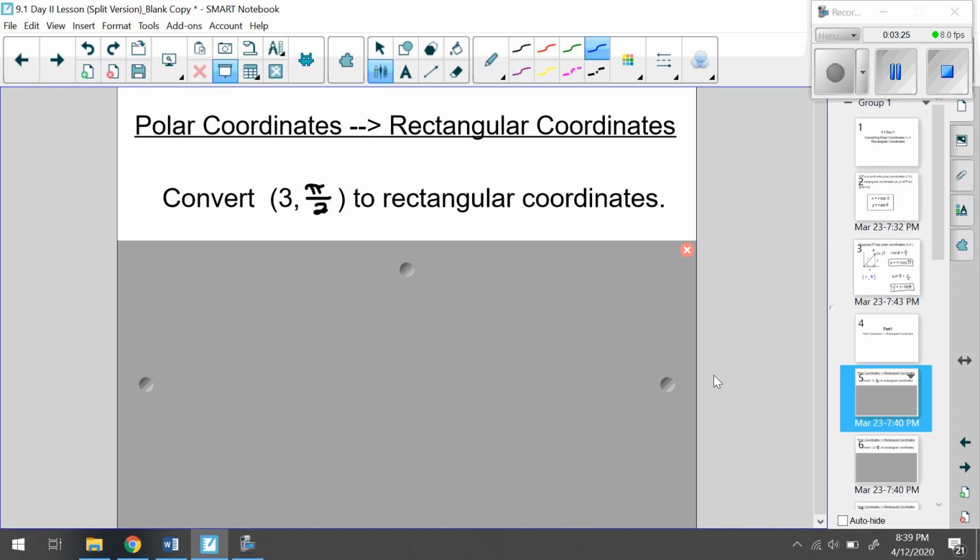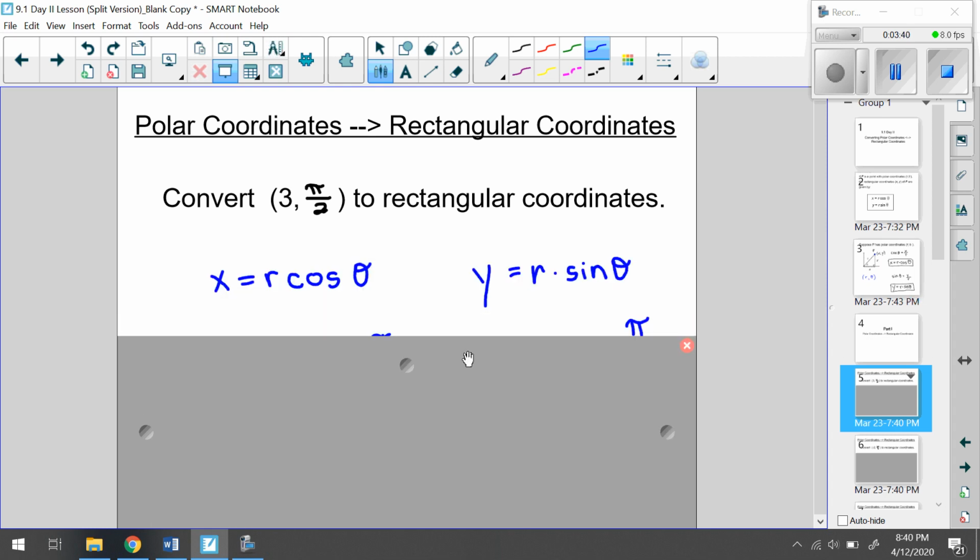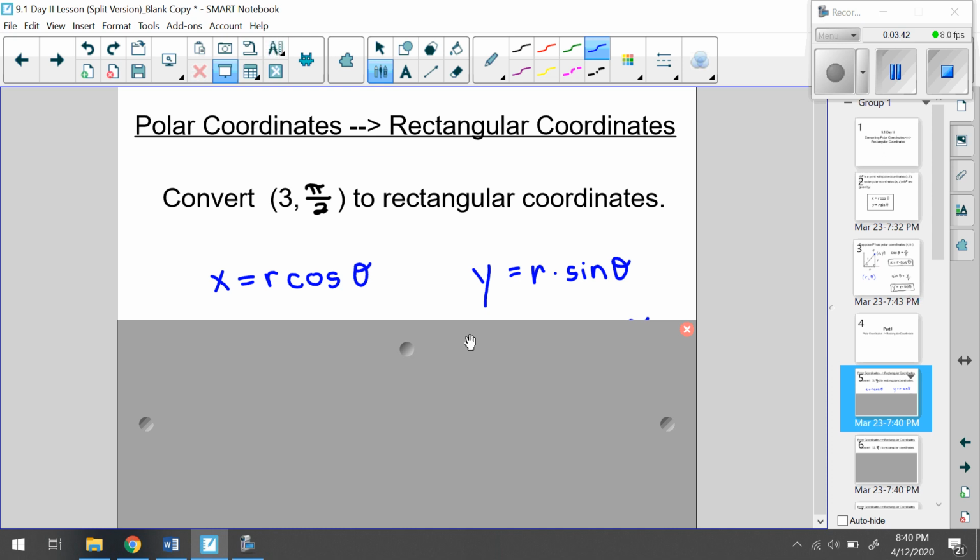So here's our first example. The coordinate is 3, pi over 2, and that's currently in polar coordinates. And we want to convert that to rectangular coordinates. We want an x and a y value. I've already got us started here, so we're going to use those 2 equations. To find the x value, we're just going to multiply r times cosine theta. And to find the y value, we're just going to multiply r times sine theta.